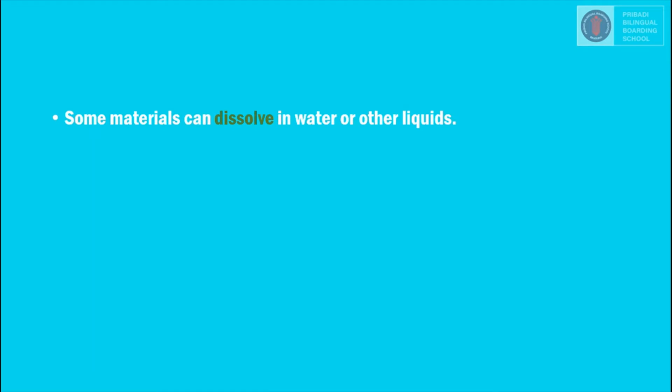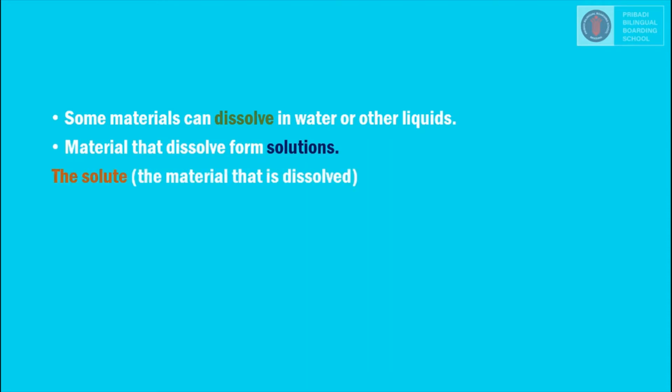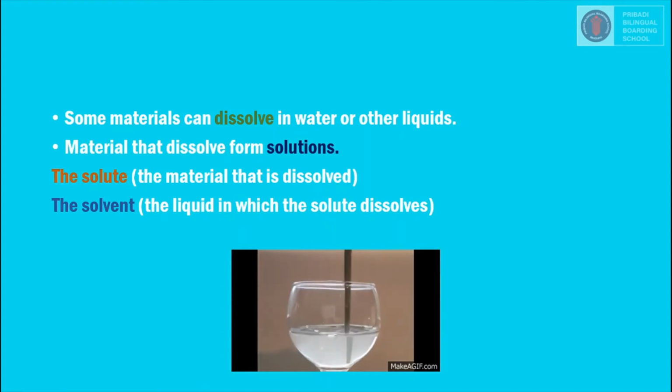Some materials can dissolve in water or other liquids. Material that dissolves will form a solution. Solutions always have two parts. The first one is the solute, the material that is dissolved, and the second one is the solvent, the liquid in which the solute dissolves.